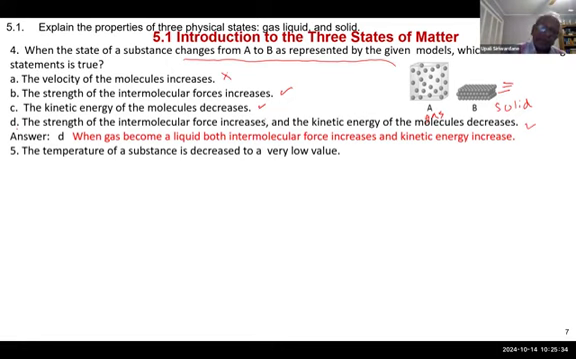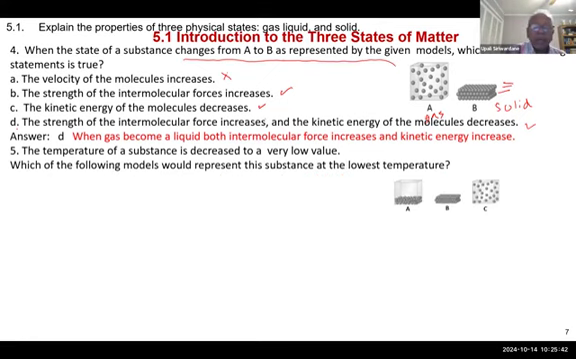The temperature of a substance is decreased to a very low value. Let's see which of the models represents this substance at the lowest temperature. Which one has the lowest temperature? This is liquid. Solid has the lowest temperature. Therefore, B is the correct answer.